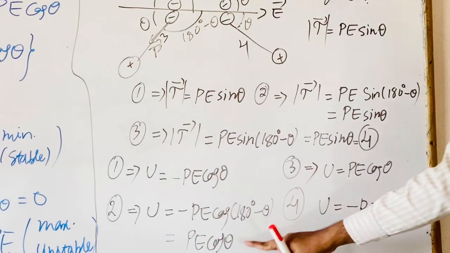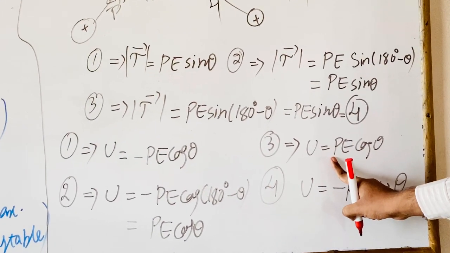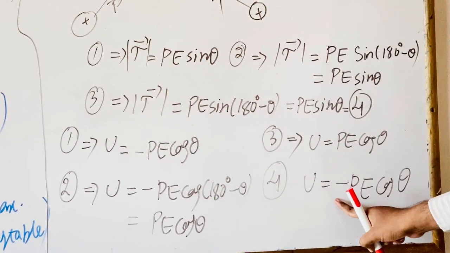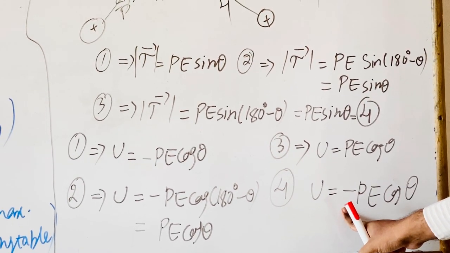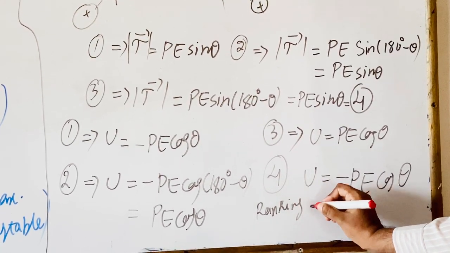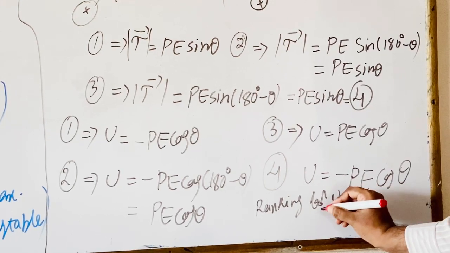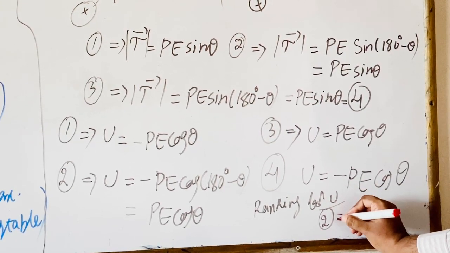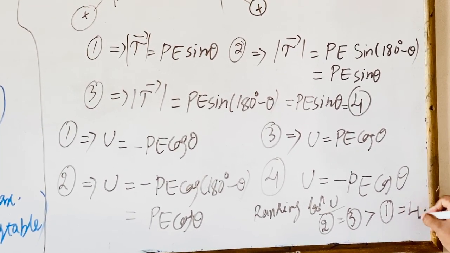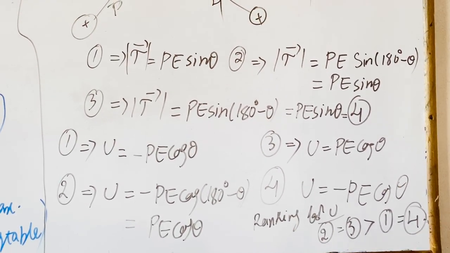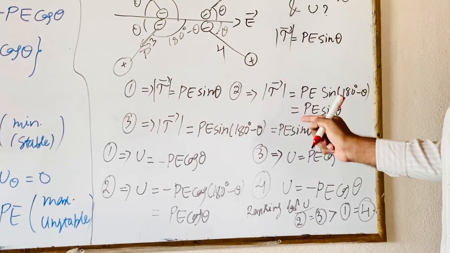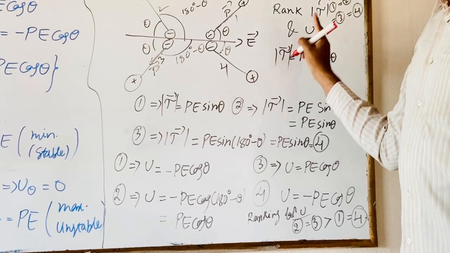Okay, now what is the ranking here we will give? 2 and 3 are positive, plus P cos theta, this is maximum. Later you are seeing 1 and 4, negative, that's why its value is minimum. So now what is the ranking for U? 2 is equal to 3, this is greater than 1 is equal to 4. In this manner we can utilize the expressions for potential energy as well as torque in order to solve this problem for ranking.